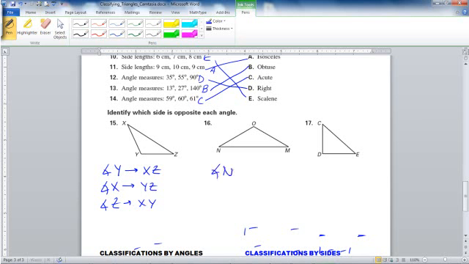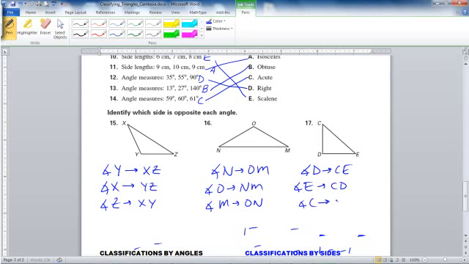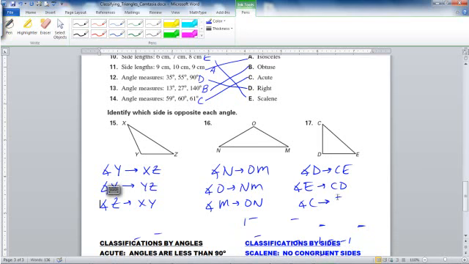So let's try that on this one here. So angle N, without even looking, I know it's OM, those are the letters that are missing. Angle O, that's NM. And then angle M, the 2 letters missing are ON. And remember, if you put ON or NO, it's still the same thing. It's still the same side. So we'll try angle D, goes with CE. Angle E goes with CD. And angle C goes with ED.